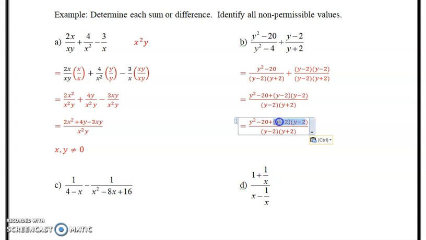So this is y minus 2 multiplied by y minus 2, which becomes y squared minus 4y plus 4. So it's y multiplied by y is y squared, negative 2 multiplied by y gives you negative 2y, and again negative 2y, giving you negative 4y, and negative 2 multiplied by negative 2 is positive 4. So now we're going to collect like terms in the numerator.